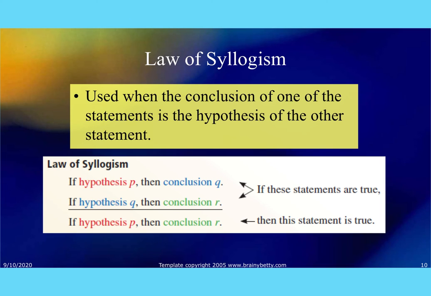Law of syllogism has two if-then statements. If this happens, then this happens. And if that happens, then this happens. So you merge the two together. So there will be two if-then statements with law of syllogism.